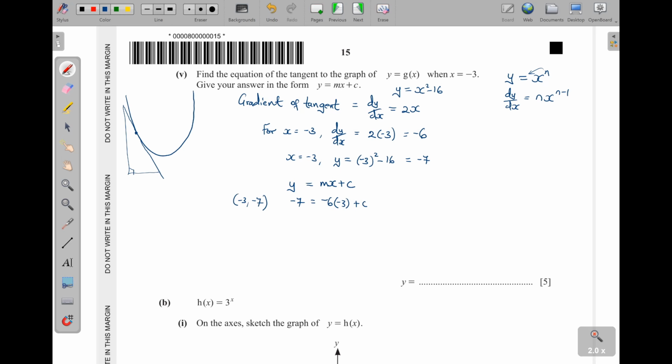Then our mandate is to find the value of c. So this is -7, and this one will be equal to +18. A negative times a negative, you get a positive. Then -7 minus 18 will give us c, and our c becomes -25. So that means the equation of this straight line, the tangent, is going to be y = -6x minus 25.